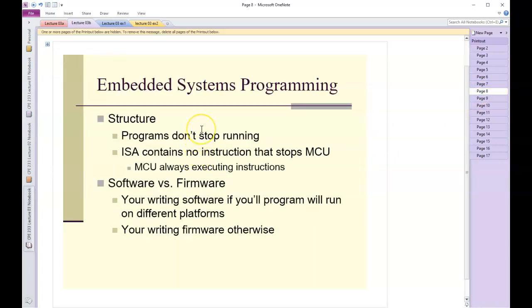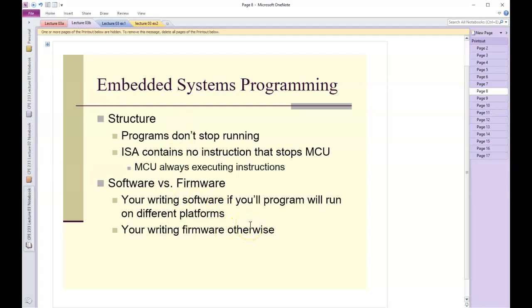So embedded systems programming, this is embedded systems programming all the way. Essentially the structure of the program is such that it doesn't ever stop running. There's no halt instruction. Once you start it, it's always executing instructions in one way or another. So there's always an issue when you're writing assembly language code: is it software or is it firmware?